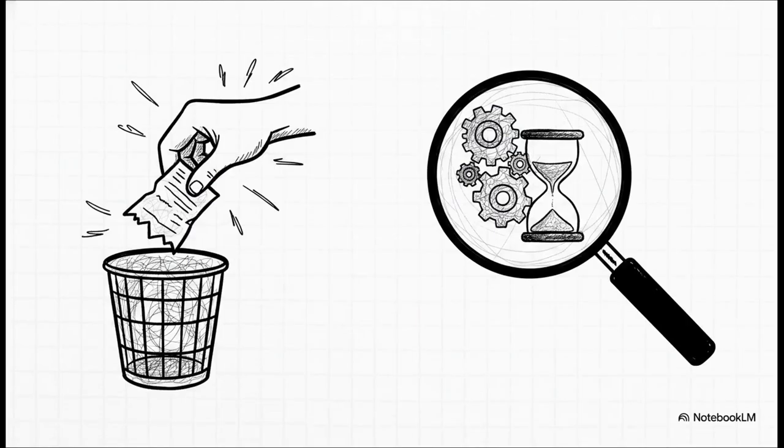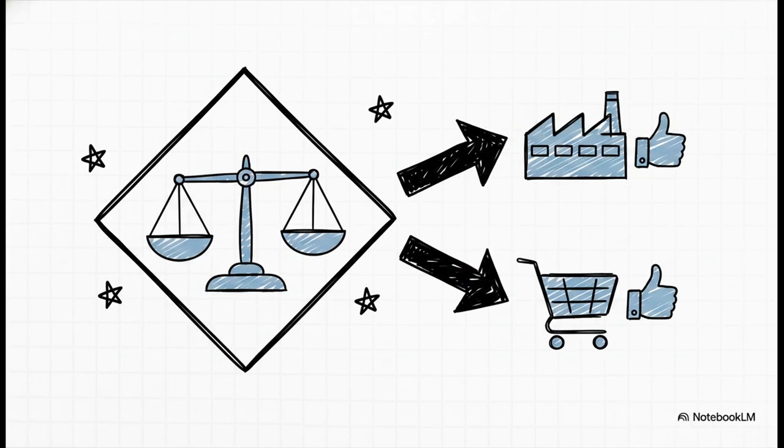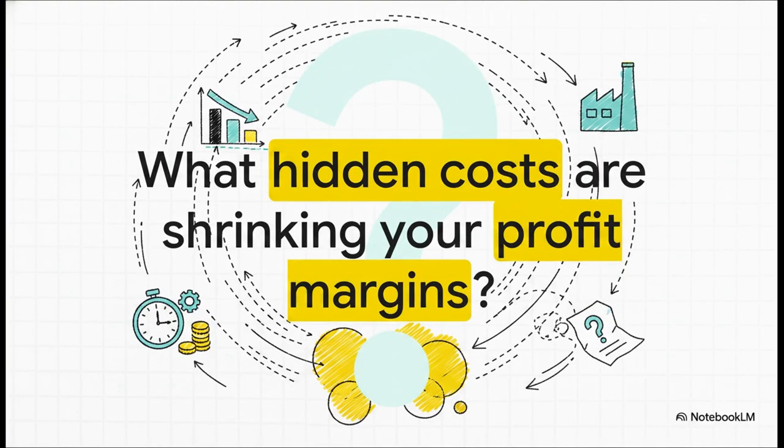The crucial takeaway: ignore those past sunk costs, but always factor in resource scarcity. So here's the golden rule. Make it if the internal relevant cost is lower. Otherwise, buy. Seriously, ask yourself, what hidden opportunity costs are shrinking your profit margins right now?